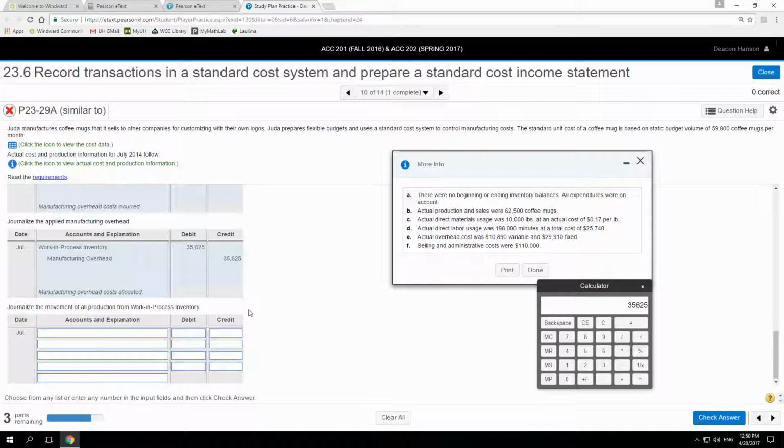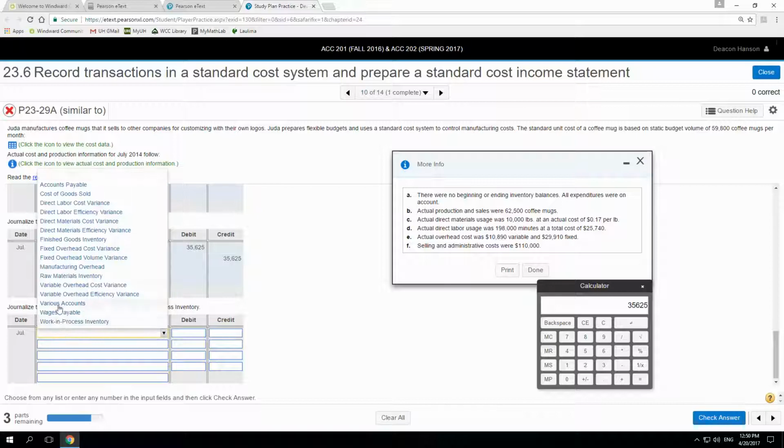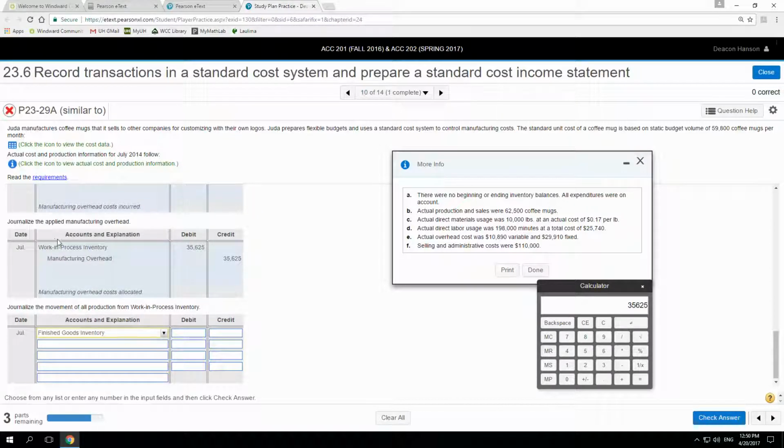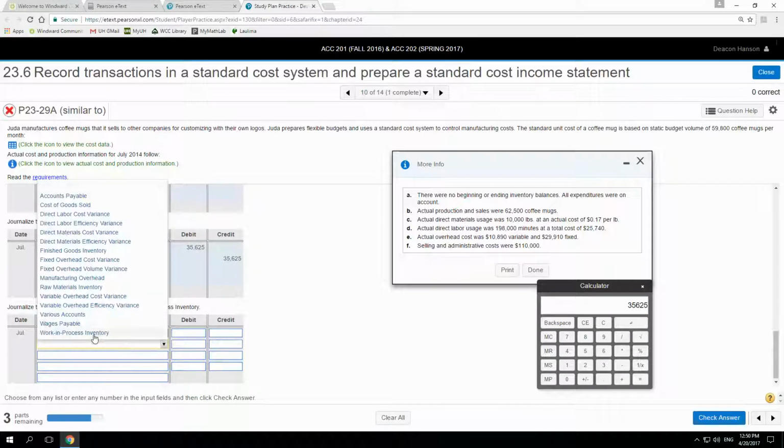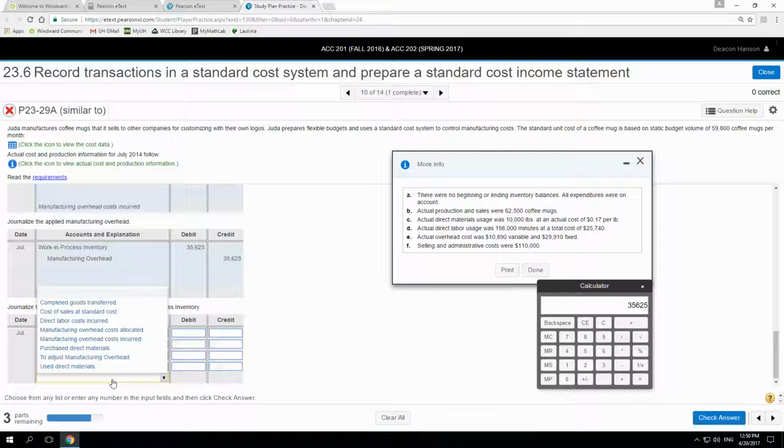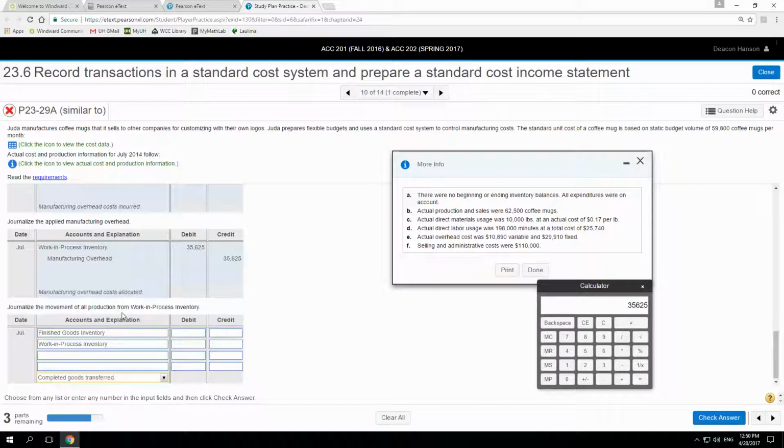Then finally, they want you to move everything out of work in process and put it into finished goods. That's when things get finished in work in process. They're moved from work in process to finished goods. So we will debit finished goods and credit work in process. And this will be to show the completed goods, right? Completed goods are transferred. So all that really entails is adding everything up that was debited to work in process. So you can start and go back up vertically.